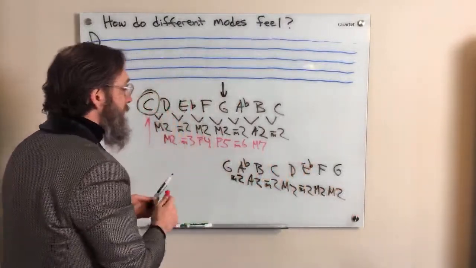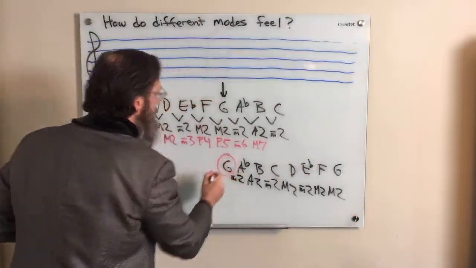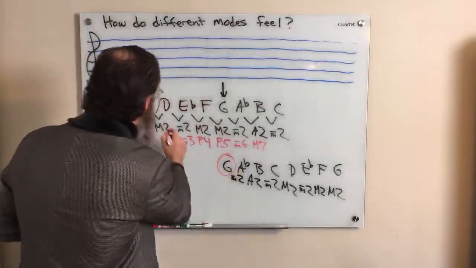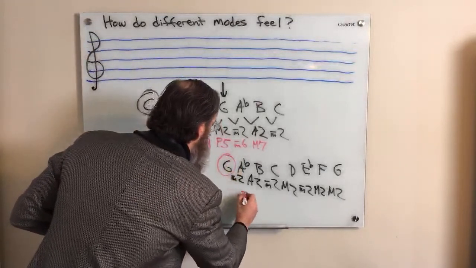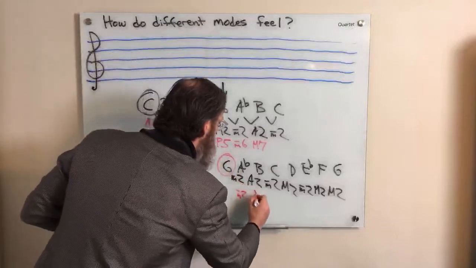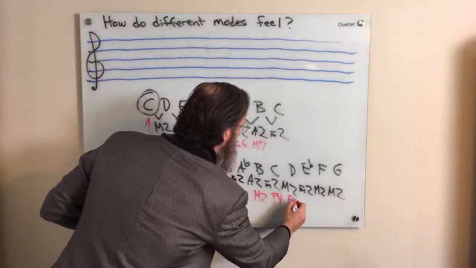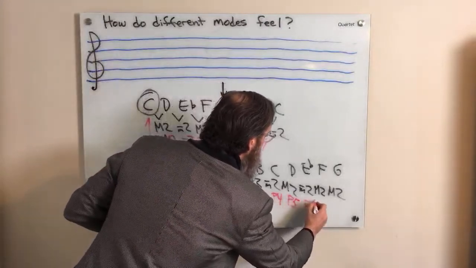But let's notice now how these intervals change if we shift to the G as our modal center. Now, instead of a major second, we have a minor second. And instead of a minor third, we've got a major third. We still have the perfect fourth, we still have the perfect fifth, we still have the minor sixth.